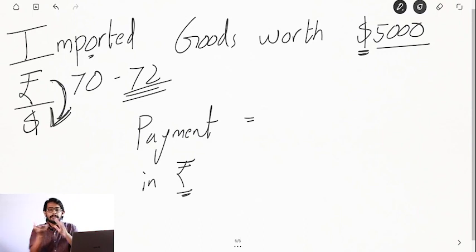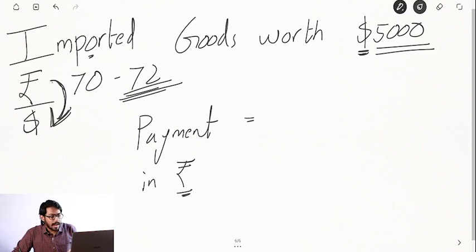Think of the other way. What is happening? You have rupees. What do you want? You want to pay $5,000. So what will you do? You will go to the bank and you will buy $5,000, or the other way, the banker will sell you $5,000 at the banker's selling rate of 72.